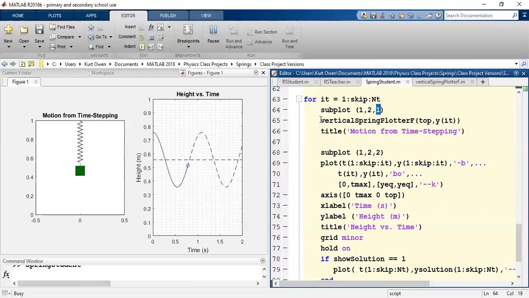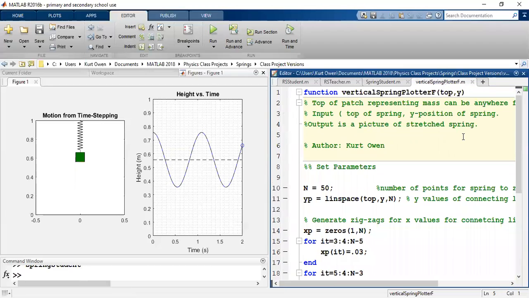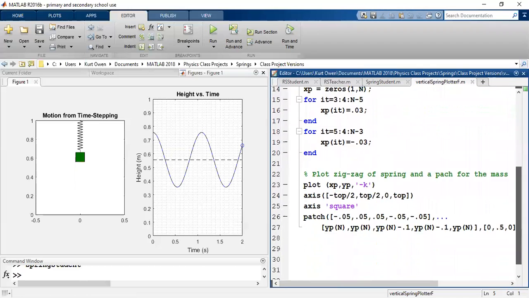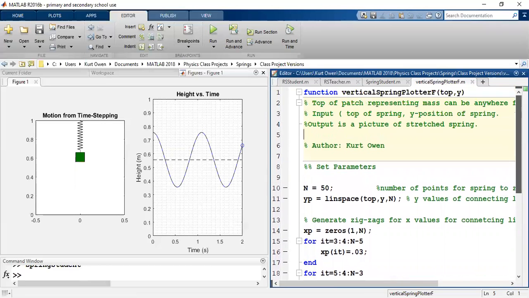All right. And the only thing that happens in this program is that we call this thing called vertical spring plotter F. Now, vertical spring plotter F is not a MATLAB function. It's a function that I've created that you had to download as well. I don't want to spend too much time going into what this is doing, but this basically is giving us one picture. When we put a y value in and tell where the top of the spring is, this will draw the zigzag spring.